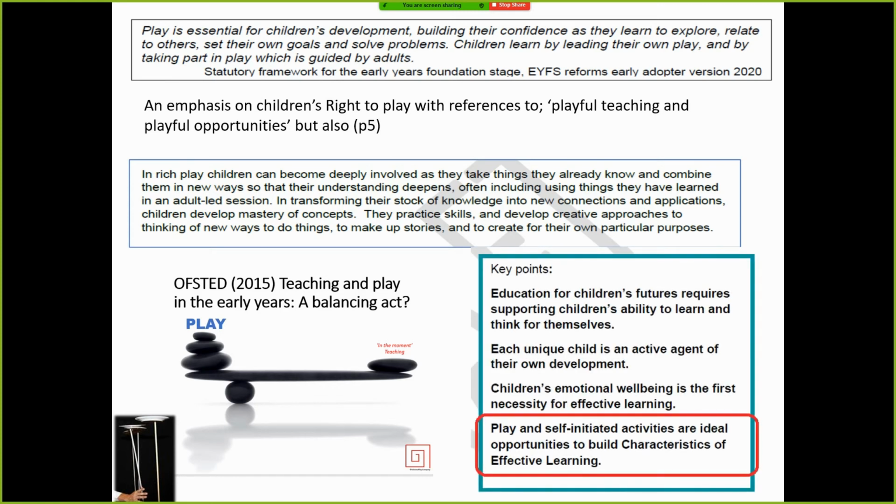In the key points for the document, one of the key statements is that play and self-initiated activities are ideal opportunities to build characteristics of effective learning. And the word build jumped out at me when I read this the first time, because there are many statements in the document that seem to suggest the characteristics of effective learning are child characteristics. They're innate to the child. Whereas I'd always thought of the characteristics of effective learning as being properties of the learning environment.